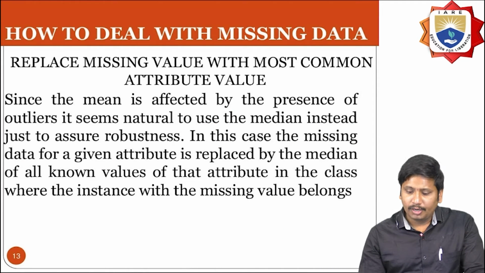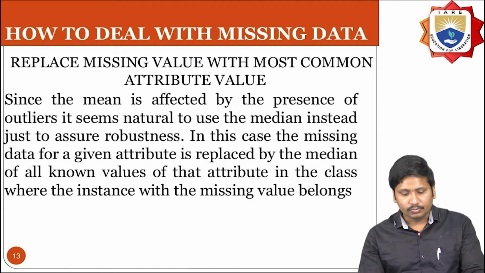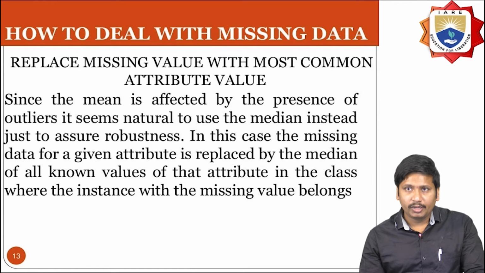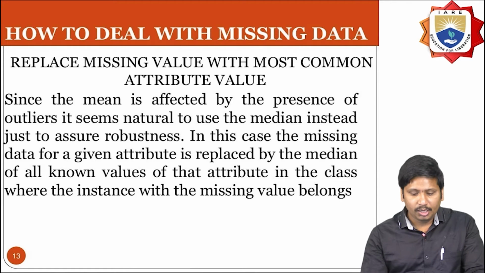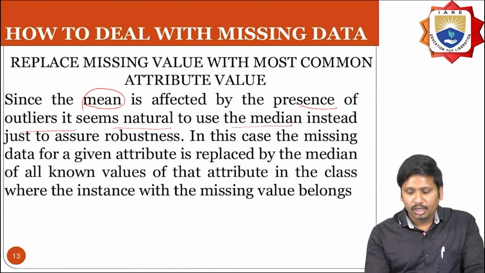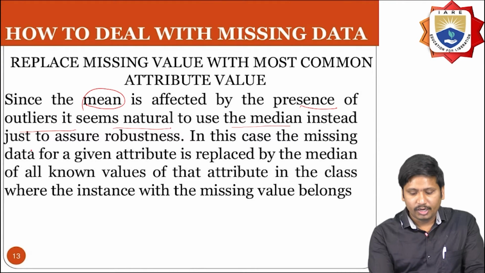And then, replacing the missing value with the most common attribute value, right? So this is another way of dealing with missing data. Replacing the missing value with the most common attribute value is another way. If I calculate the mean, there may be a chance of it being affected by the presence of outliers, so it seems natural to use the median instead, right?